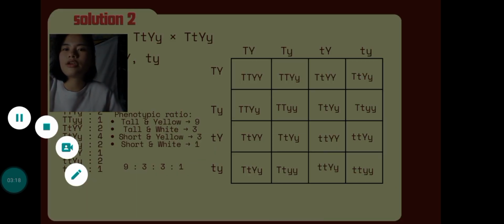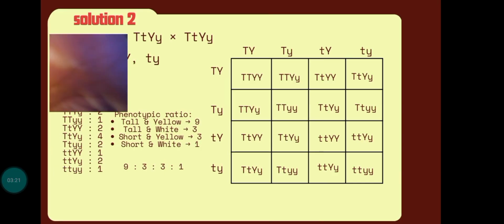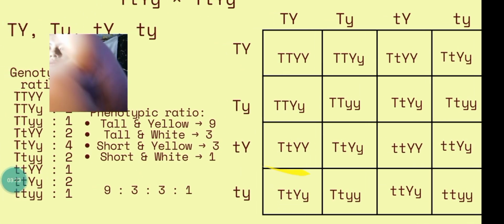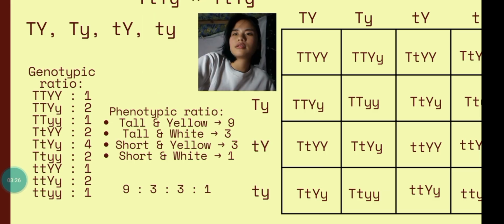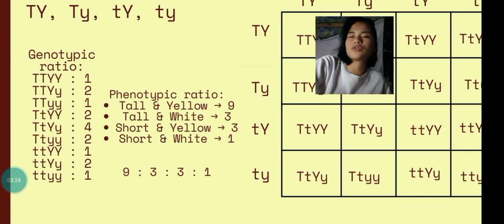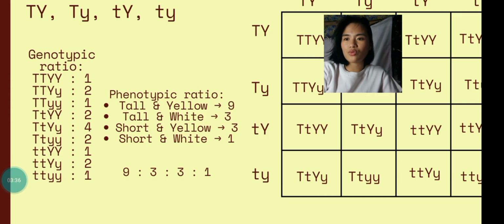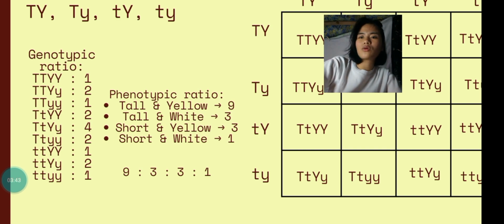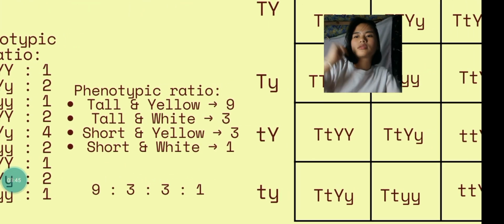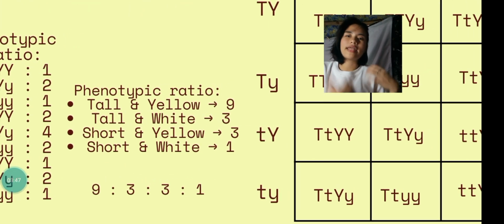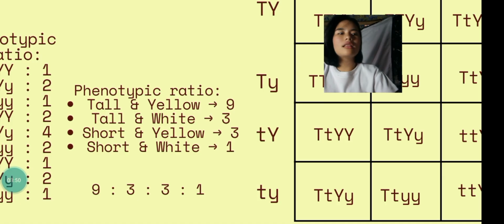The genotype ratio is 1:2:1:2:4:2:1:2:1. So kung ato na siyang sagol-sagulon kay tall and yellow 9 ka buok, tall and white 3, short and yellow 3 ka buok, short and white 1 ka buok. So this shows that the most common offspring are tall with yellow kernels, while the least common are short with white kernels.